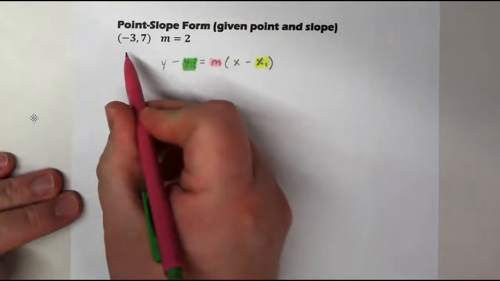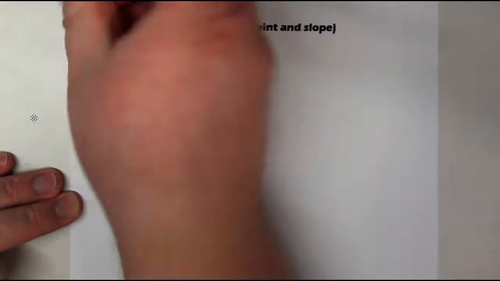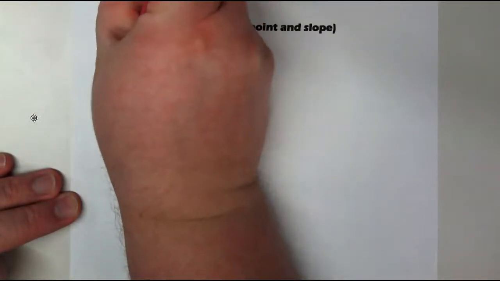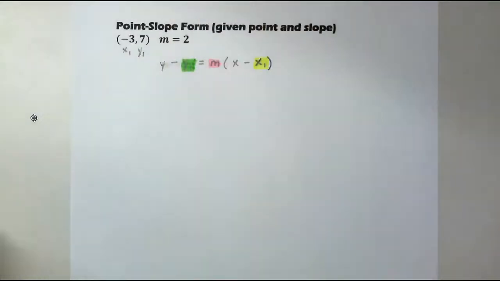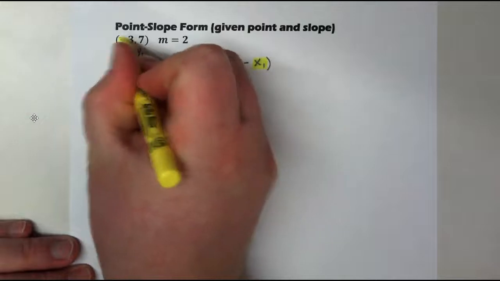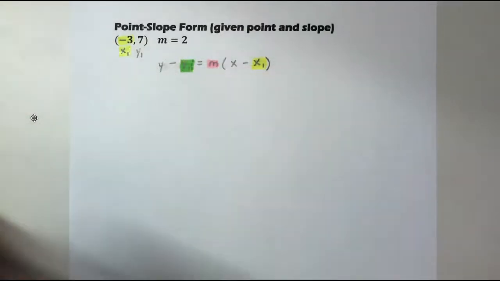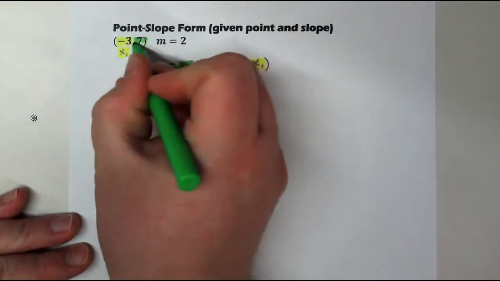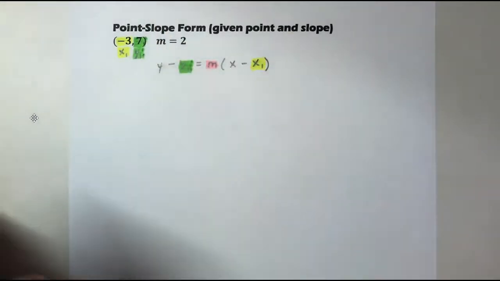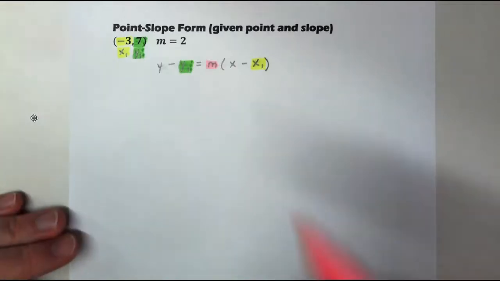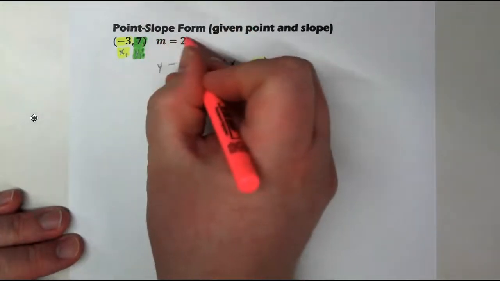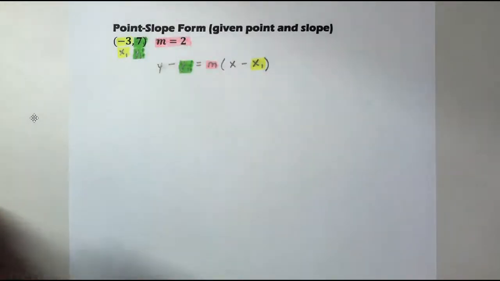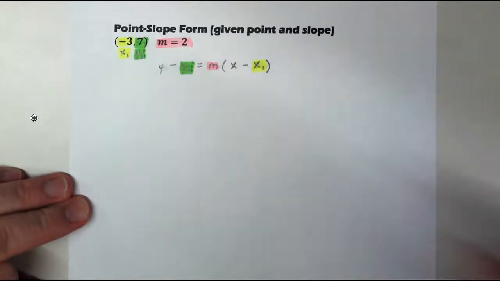Well, the point that we're given is negative 3, 7. That's going to be our x1 and our y1. So if we were to color code this, our x1 we color coded yellow, so this is going to be yellow. Our y1 we color coded green, so that's going to be this part here. And our slope we colored pink, so slope is 2.